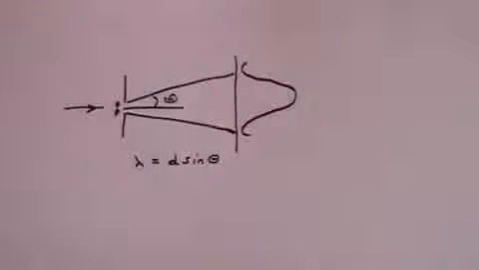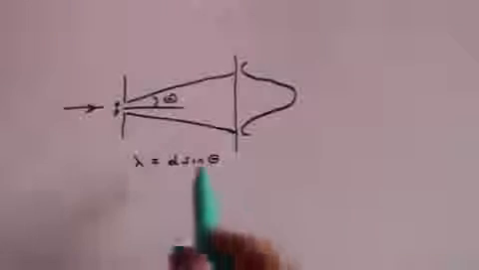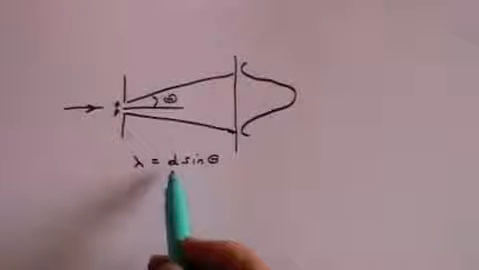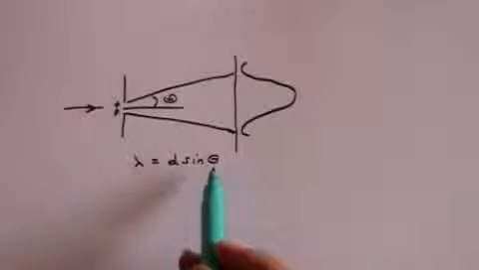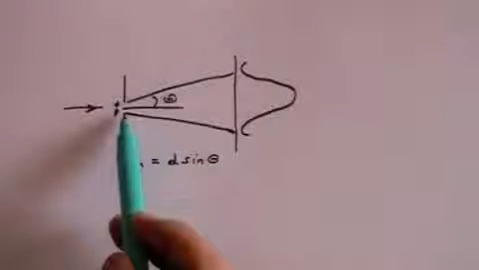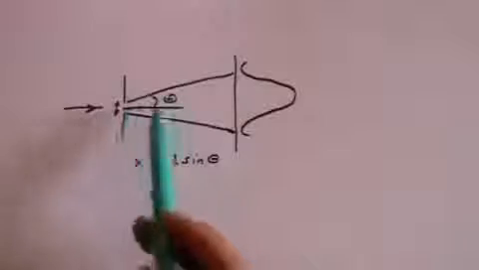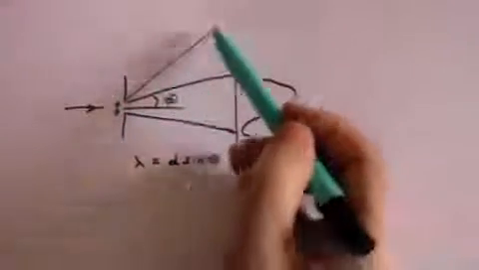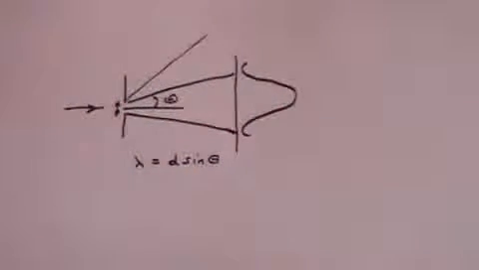Now, since lambda doesn't change, it means that if you make d smaller, then the angle theta will increase. So as that slit gets smaller, this angle will get larger. The wave will spread out more.